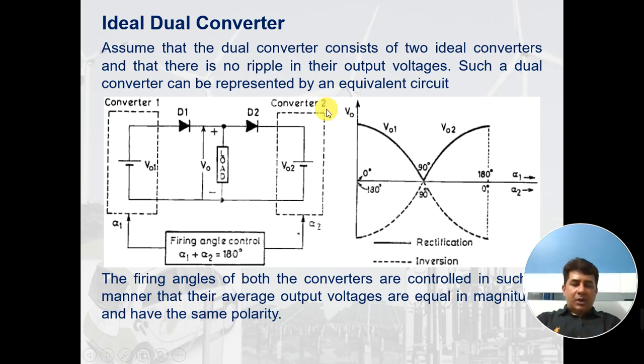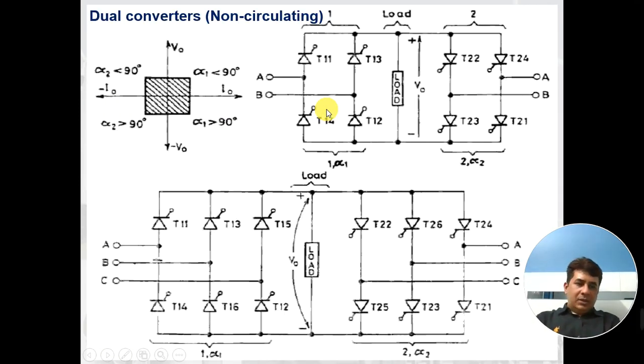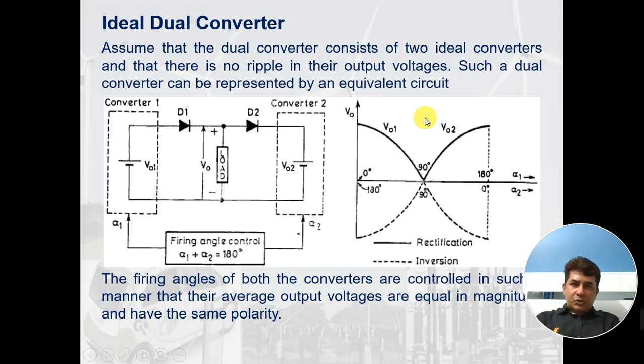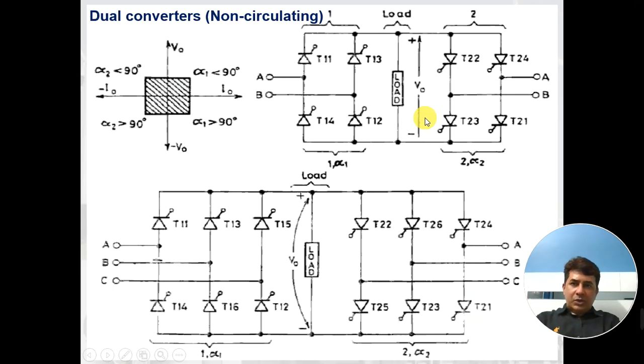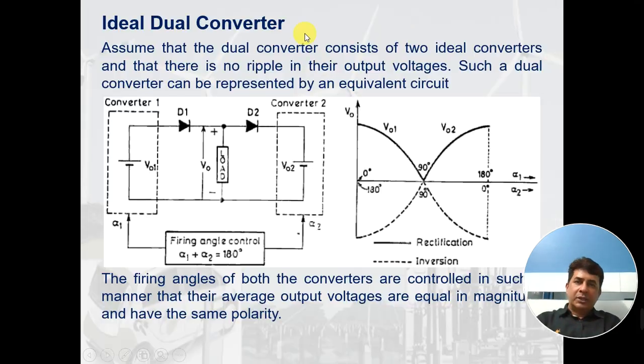Now let's try to see how we do it. For getting the operation of these two converters, let us take the example of an ideal dual converter. Ideal dual converter means we have considered two converters. One is converter 1 at the left side, another is converter 2 at the right side. Let us say we need to have the voltage output as positive here and negative here.